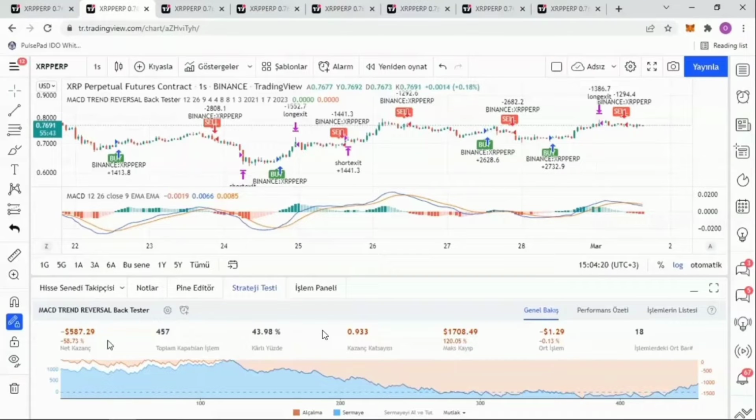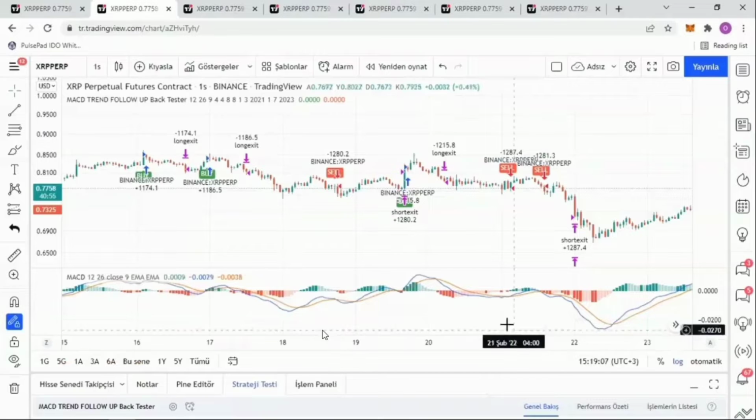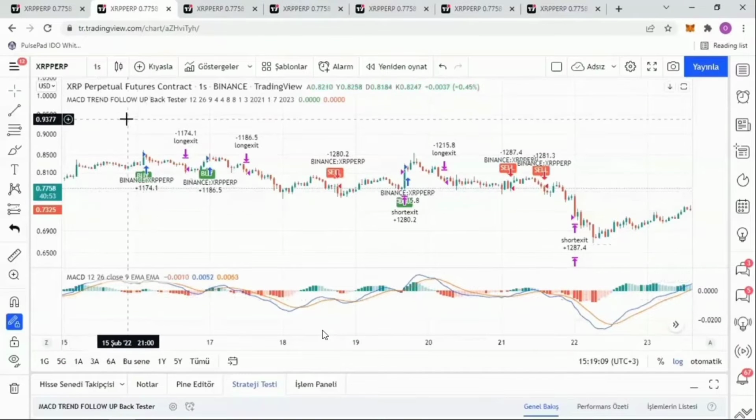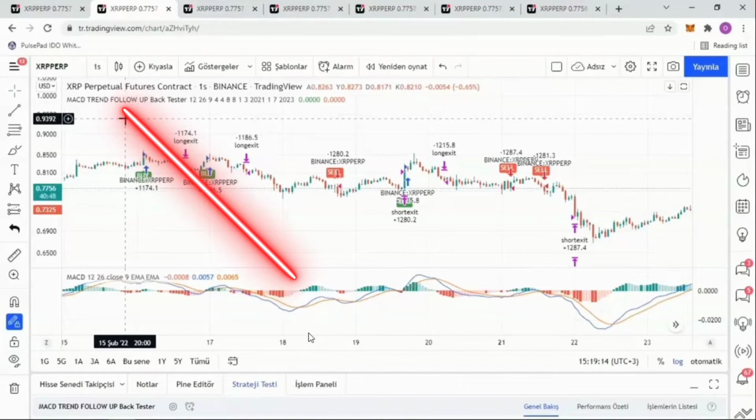If you have already watched our Bollinger Band and RSI video, then you may remember that trying to catch a trend reversal with only one indicator is a very hard task for an average trader. So we should be targeting something else. Then let's go to our third MACD strategy, which is a MACD trend follow-up strategy. We opened our new backtester and we are ready to start.